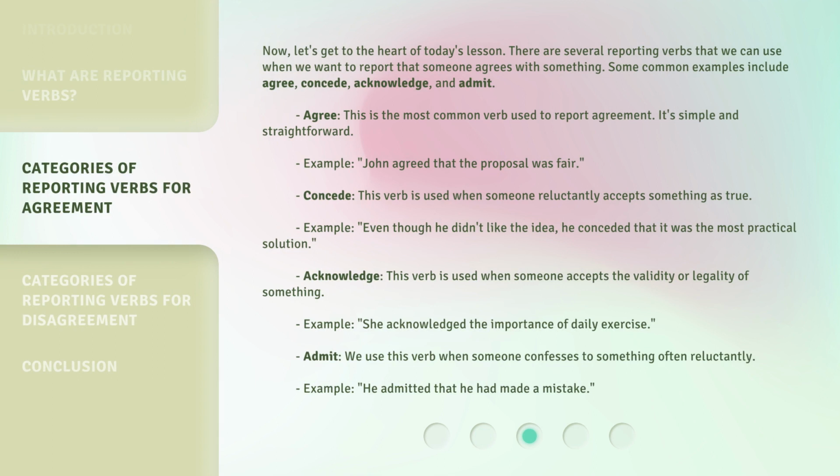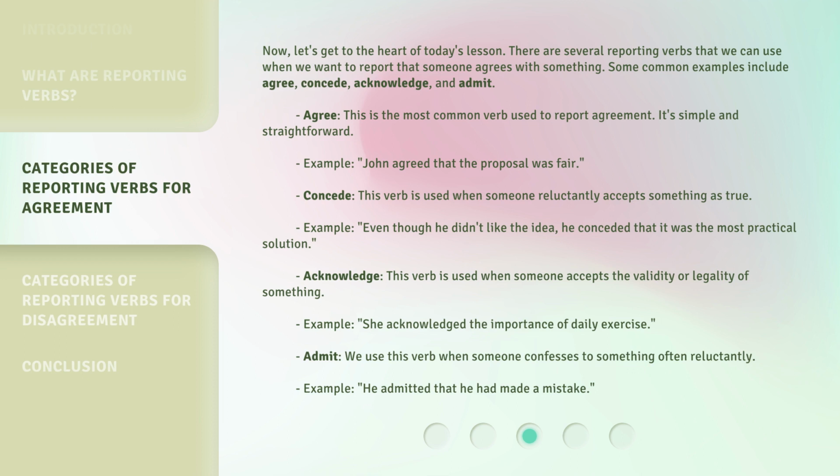Now, let's get to the heart of today's lesson. There are several reporting verbs that we can use when we want to report that someone agrees with something. Some common examples include agree, concede, acknowledge, and admit. Agree. This is the most common verb used to report agreement. It's simple and straightforward. Example: John agreed that the proposal was fair.